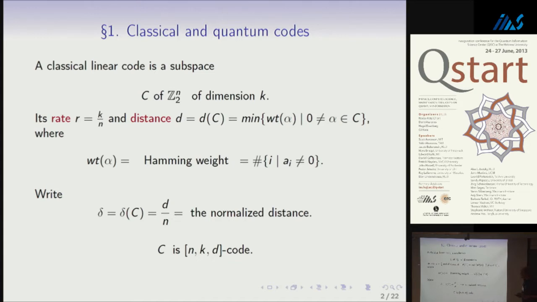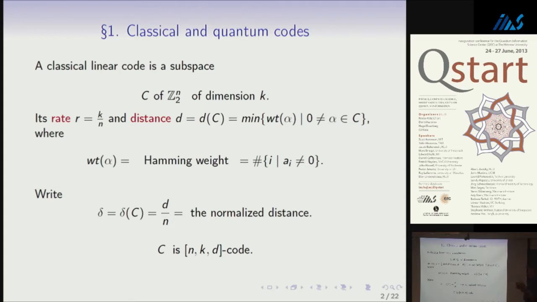There are two main parameters. One is the rate of the code, which is k over n, and one is the distance of the code, which is the minimum weight of alpha, where alpha is some non-zero vector in the code, where the weight of alpha is the so-called Hamming weight, namely the number of i's such that the coordinate a_i is different than 0.